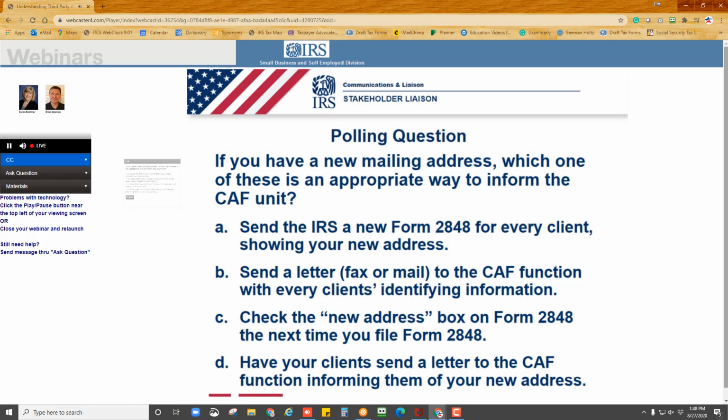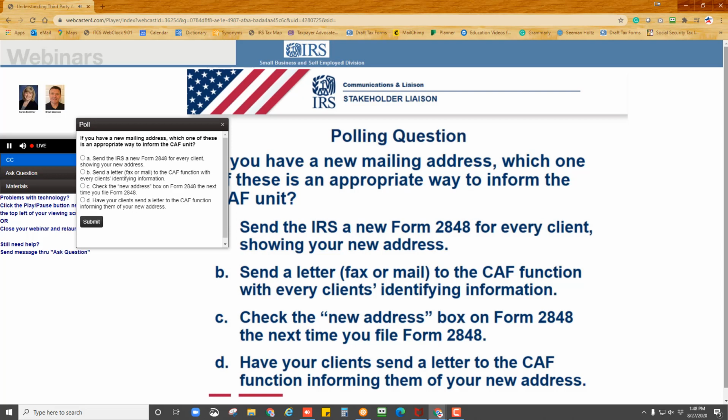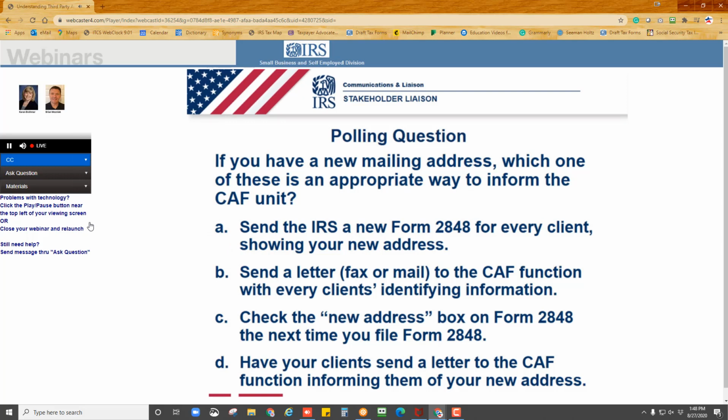Anyway, here's the third question. If you have a new mailing address, which one of these is an appropriate way to inform the CAF unit? Is it A, send the IRS a new Form 2848 for every client showing your new address? B, send a letter, fax, or mail to the CAF function with every client's identifying information? C, check the new address box on Form 2848 the next time you file Form 2848? Or D, have your clients send a letter to the CAF function informing them of your new address?